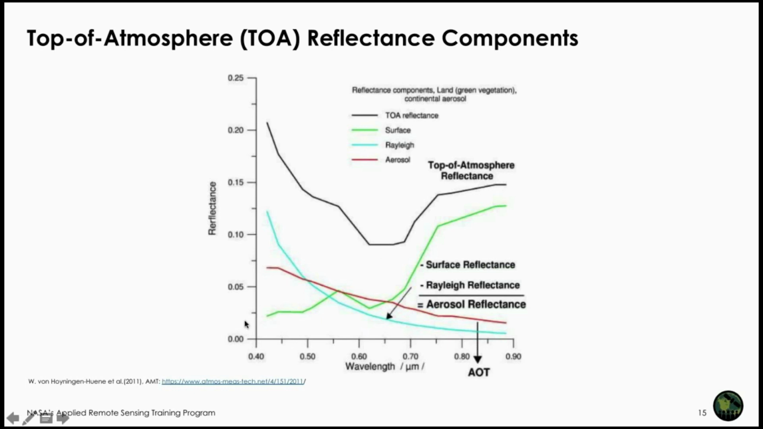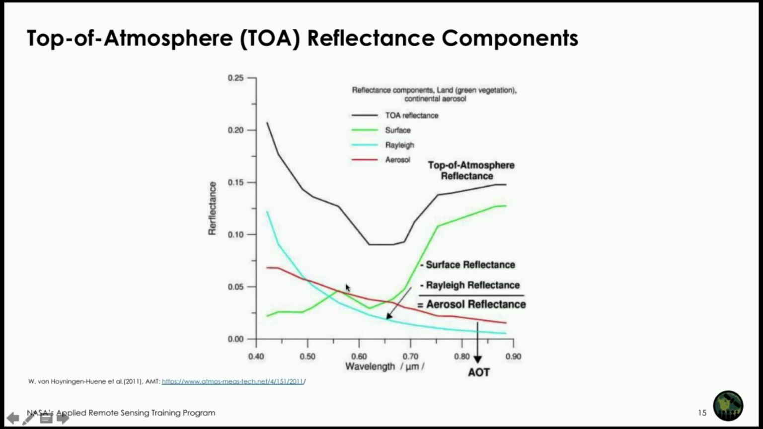But in the real atmosphere, there is a combination of surface reflectance, Rayleigh reflectance, and aerosol reflectance. First of all, this blue line means the Rayleigh scattering. But as I mentioned before, the Rayleigh scattering can be calculated very easily because we already know the characteristics of this Rayleigh scattering.